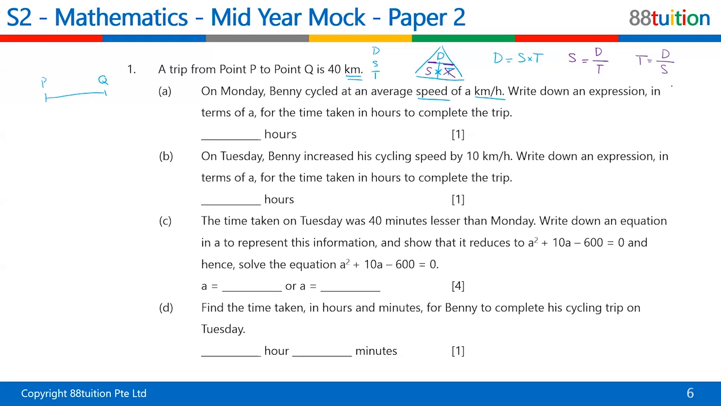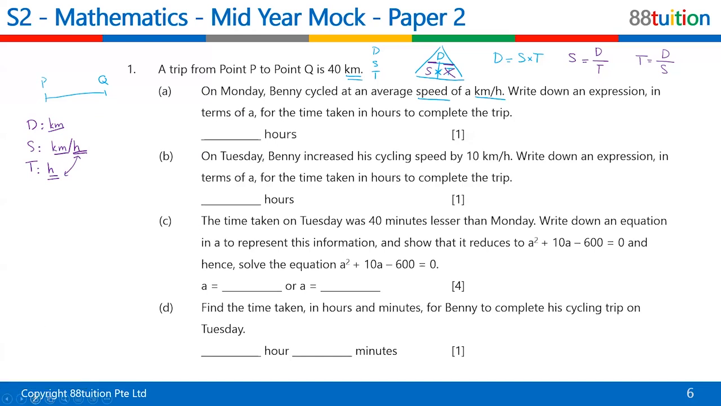One more important thing to take note of is the unit. Normally distance will be in kilometers, so you need to make sure your speed is kilometers per something. If the question says kilometers per hour, then make sure your time must be in hours also. Sometimes the question will give the time in minutes, so this is the tricky point. We need to make sure our units are always consistent: kilometer, kilometer, hour, hour. Okay, so go back to the question.